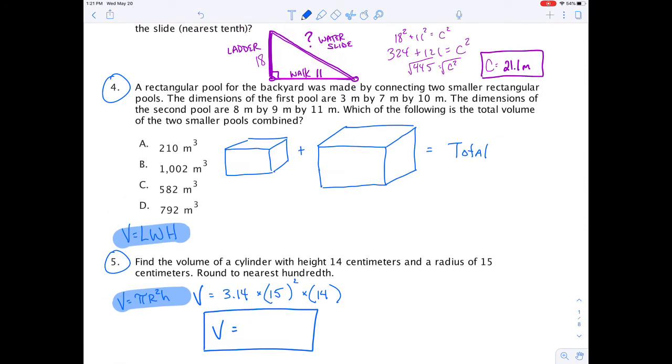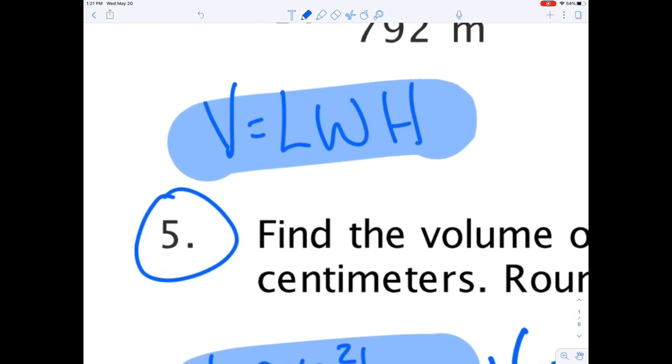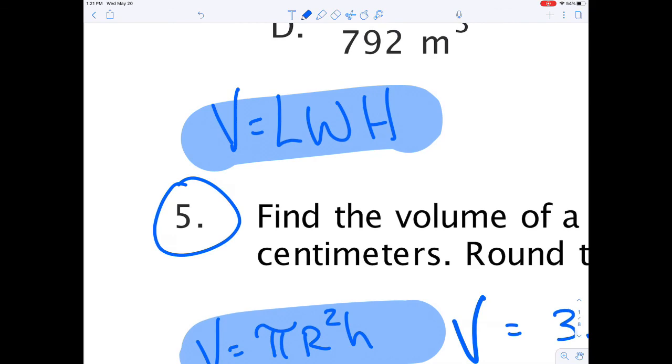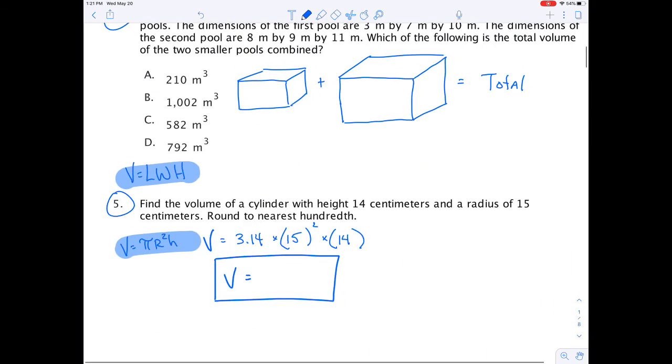The first one talks about a rectangular pool for the backyard that was made by connecting two smaller rectangular pools. Now, this particular kind of rectangle wasn't one we studied, but it is an easy enough formula. The volume for a rectangular solid is just length times width times height. You just follow that formula. So here's what we have.